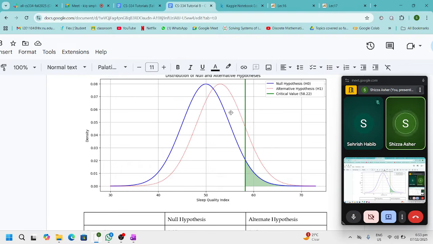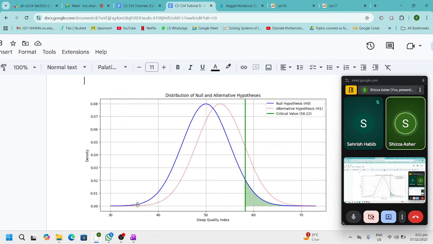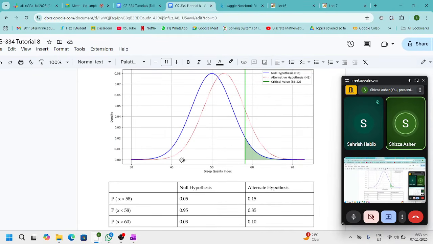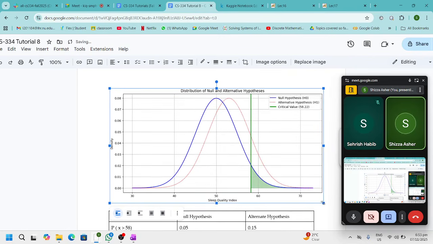Now let's look at all the values that have been plotted for us. We don't know how we have obtained it, but we have a graph of a null distribution available, and then we have an alternative distribution available as well. That is represented in red. The one marked in green is your critical value, which is 58.22 in this case. I have also given you some probabilities over here. You will be needing them for your math. Let's make this a little bigger.